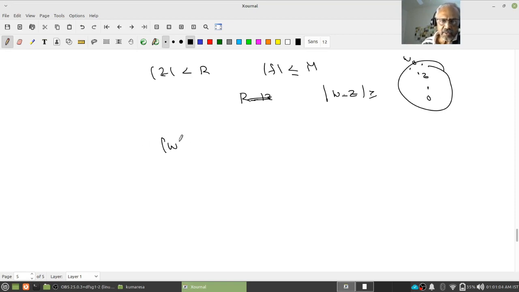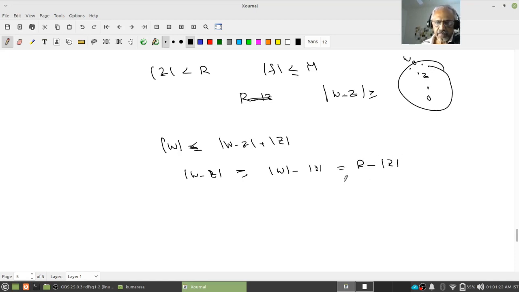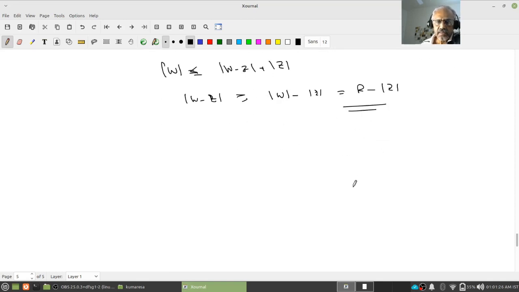But what I can do is this. Let us look at mod w. Mod w I can write as less than or equal to mod w minus z plus mod z. Therefore, mod w minus z is greater than or equal to mod w minus mod z, which is r minus mod z. Right? Okay, so suppose now I substitute. So what do I have? I have f of z by w into w minus z.